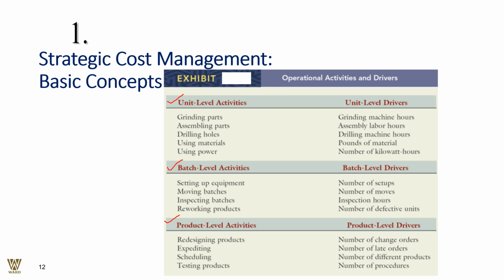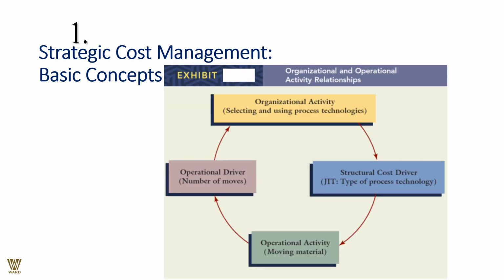Then come the batch drivers, where we are talking about the number of setups, the number of moves, the inspection, the durability, the longevity of the equipment. Product level drivers are the number of change orders that come around it, the number of late orders that are being built around it.